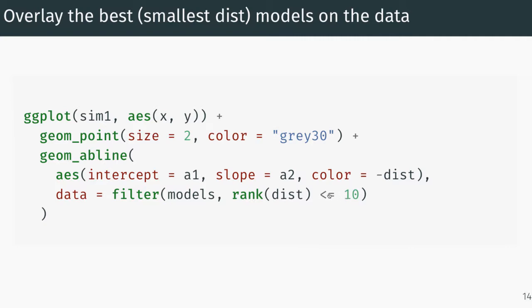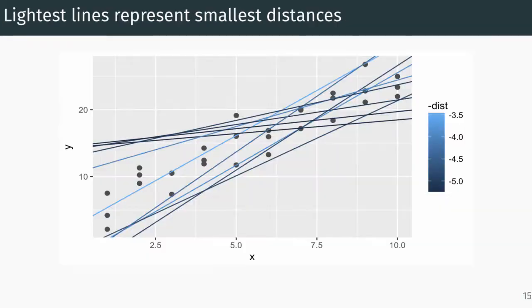And so rank 2 is the second smallest, and so on to the top 10. So we're just going to look at those, and we're going to get those lines. We're going to have a scatter plot from here, and we're going to have 10 lines from here. So let's look at that, 10 colored lines. And the colors are lightest for the smallest distances. So this is the best line that we've got. It's not very good, but it's the best one that we've got from among our random models.